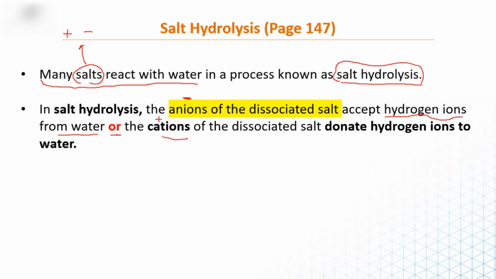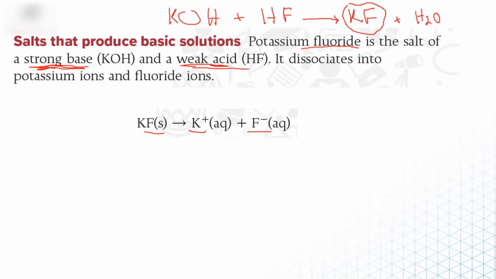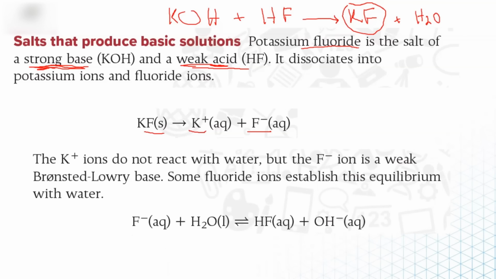Now if we put this salt in water, it will break down into a positive ion and a negative ion. Now one of these ions will react with water. Okay, have a look. So the K plus ions don't react with water, so we will not touch the K plus, but F minus is a weak Bronsted Lowry base. Okay, so there will be an equilibrium with water. There will be a Bronsted Lowry acid-base reaction. So the F minus is going to accept an H from H2O. So it will be a base, and the H2O here is an acid.